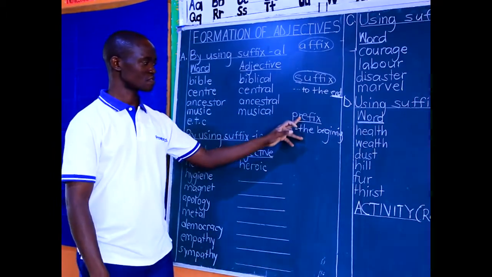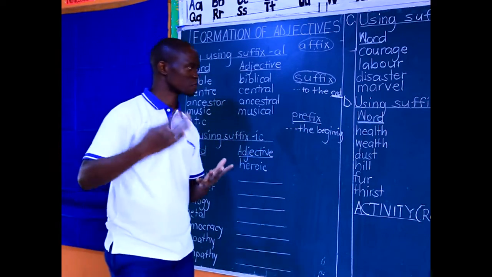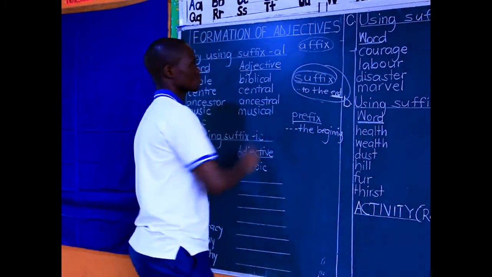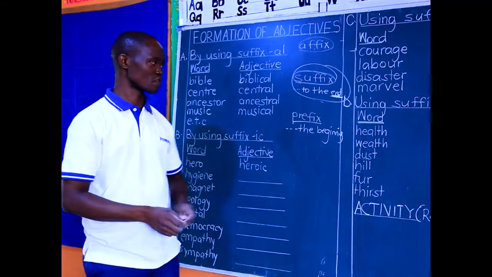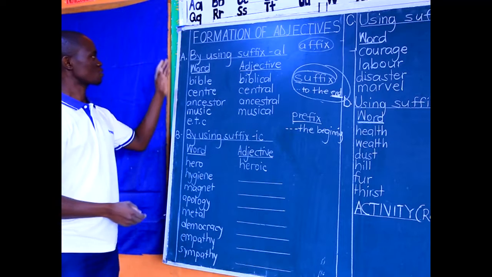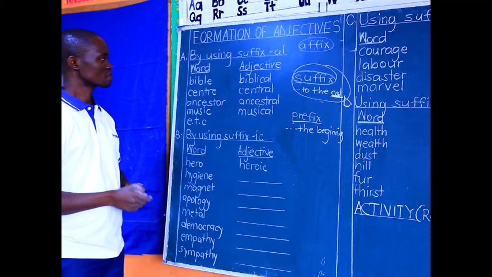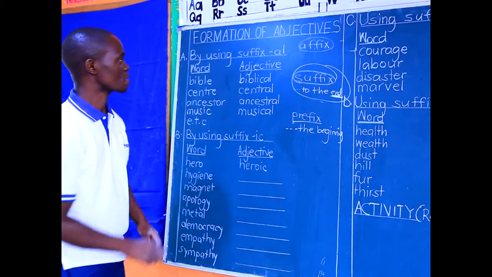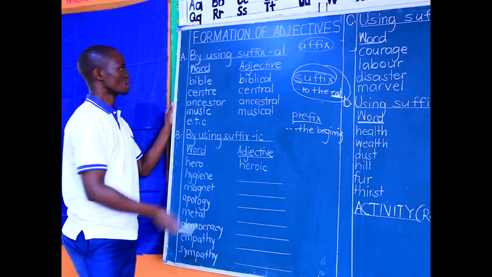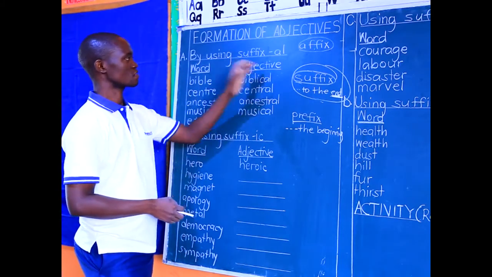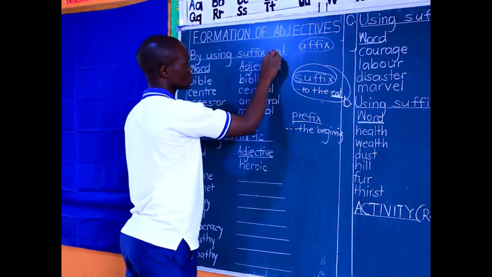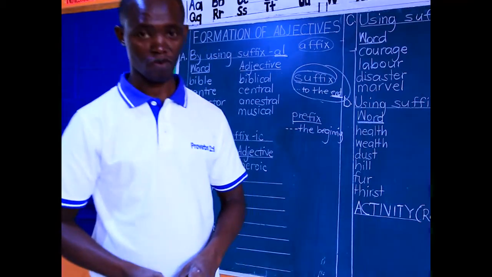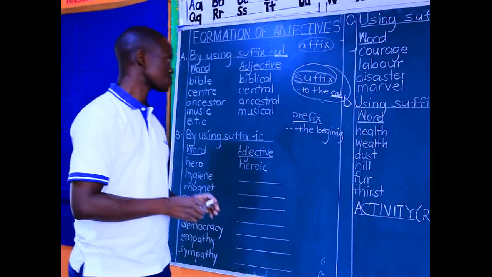So we use prefixes in other parts of speech, but for adjectives, we are focusing all our attention onto the end of a word, that's with suffixes. So we are using suffixes today to form adjectives from different words. We have the word here and the adjective this side. But the first suffix we are looking at is suffix al. We are going to form adjectives using suffix al.